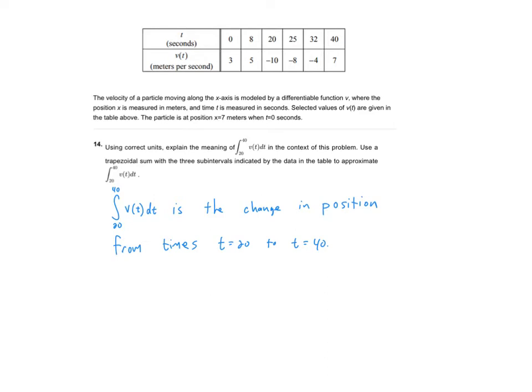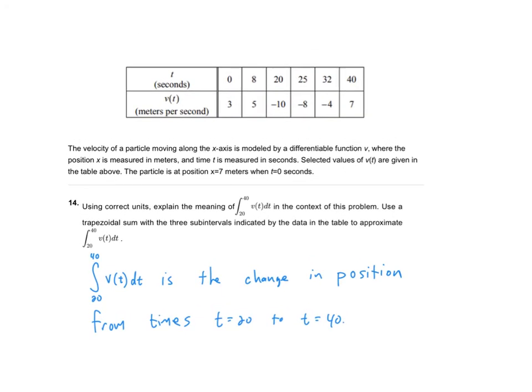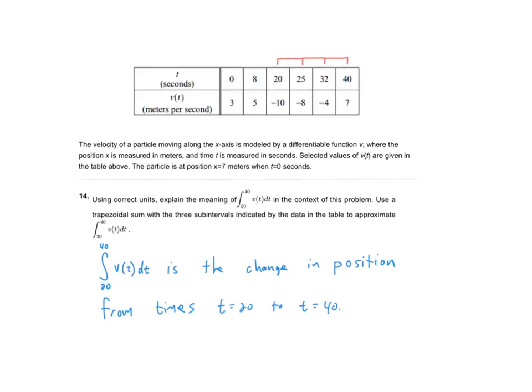Okay, so next we'll use a trapezoidal sum with 3 subintervals indicated by the data in the table to approximate that. If we're going to use the trapezoidal sum, and we're only going from 20 to 40, and it's 3 subintervals, this will be one subinterval, this will be the next subinterval, and this will be the next subinterval. So we're only dealing with those last 4 columns.